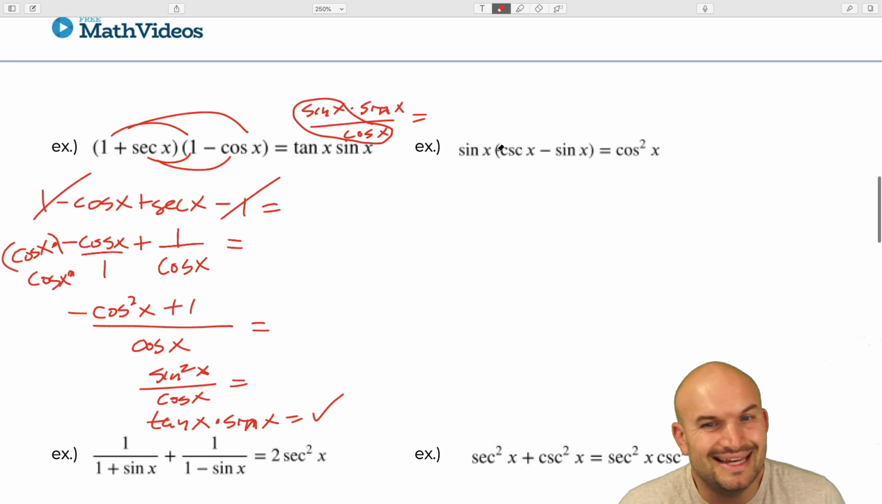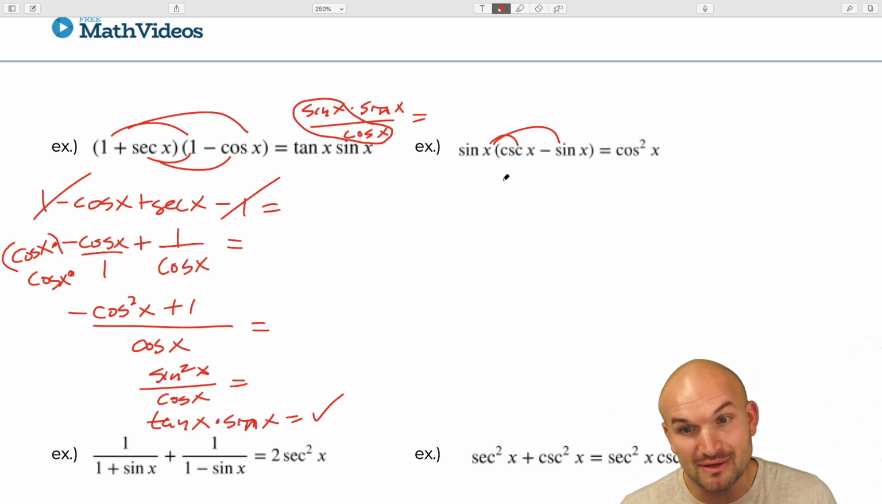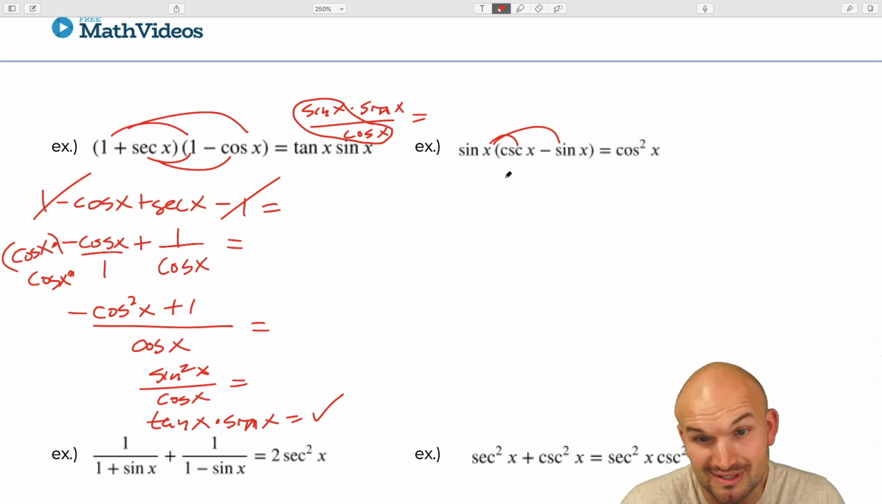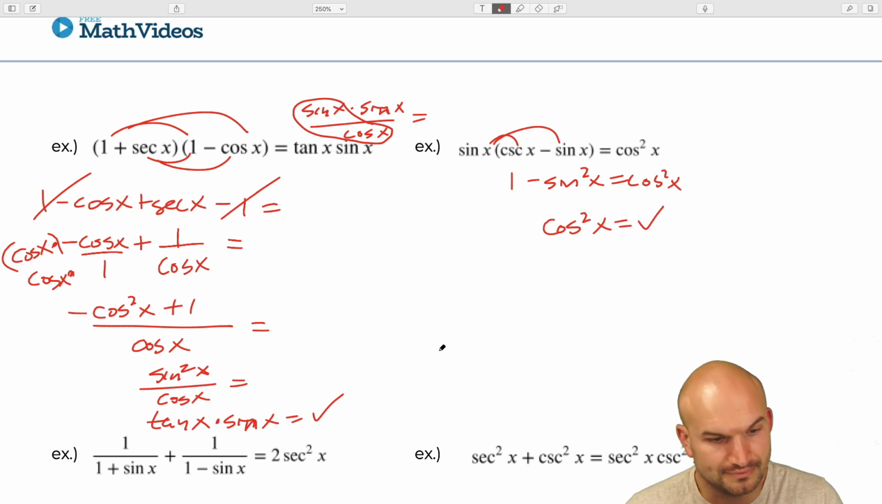In the next example, again, I think it's kind of obvious. You see this distributive property, so you're like, all right, let's apply the distributive property. I remember students will be like, oh, I'm confused. I'm like, well, you have to apply the distributive property, or at least, hopefully, just do it. So sine of x times cosine of x is 1, and sine times sine of x is going to be a sine squared of x equals cosine squared of x. Hopefully you recognize, over here, it's just the Pythagorean identity. Cosine squared of x. Done.